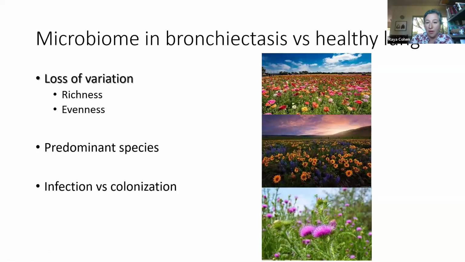So what about the microbiome in bronchiectasis versus the healthy lung? We have a few changes in bronchiectasis lungs compared to healthy lungs. First of all, we have a loss of variation in the microbiome, which includes loss of richness and loss of evenness, which I'll shortly explain. Also, we have predominant species that we see in bronchiectasis patients that are different from healthy lungs. And many times we have infection and chronic infection, and we have to understand what is infection as compared to colonization. And I'll also say a few words about that.